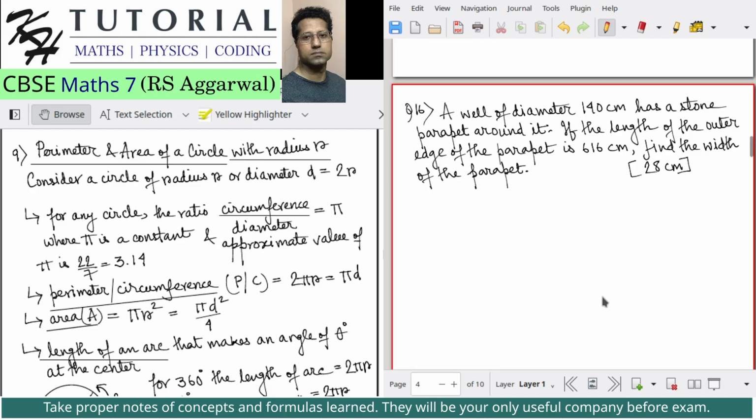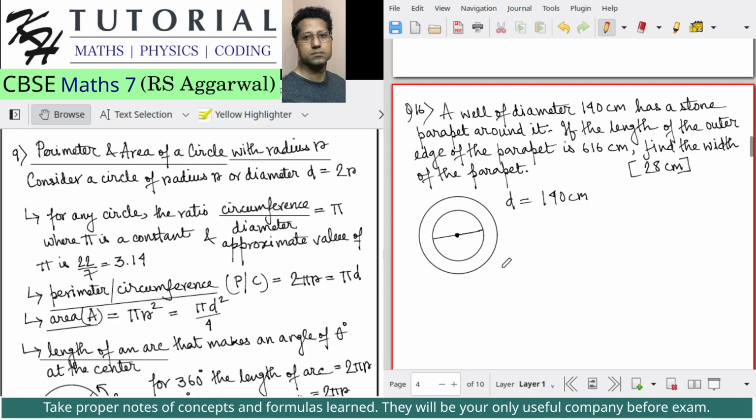I don't know what is the meaning of a parapet. I'm considering it as a path. So there is a path around the well, which is in the form of a circle having a diameter of 140 centimeter. So basically, let's say this is the well. So this is the diameter, this is the circle. For the well, diameter is given to be 140 centimeter. And this is the outer circle of the parapet, which is basically concentric with the well.